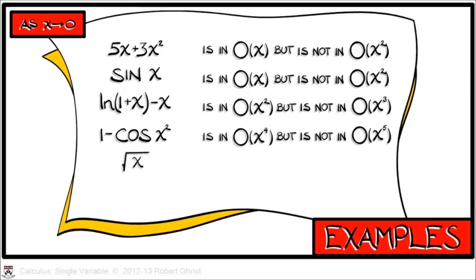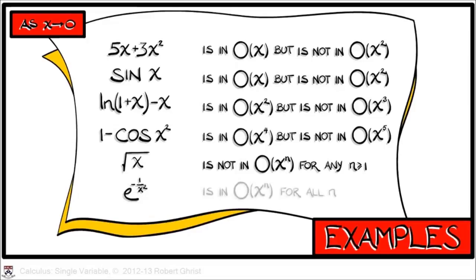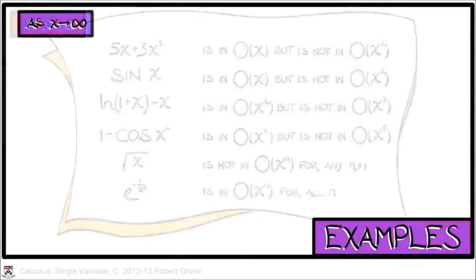Square root of x is not in big O of x to the n for any n bigger than 1. It does not go to 0 very quickly at all. On the other hand, e to the minus 1 over x squared is very quickly going to 0. It's in big O of x to the n for all positive n.